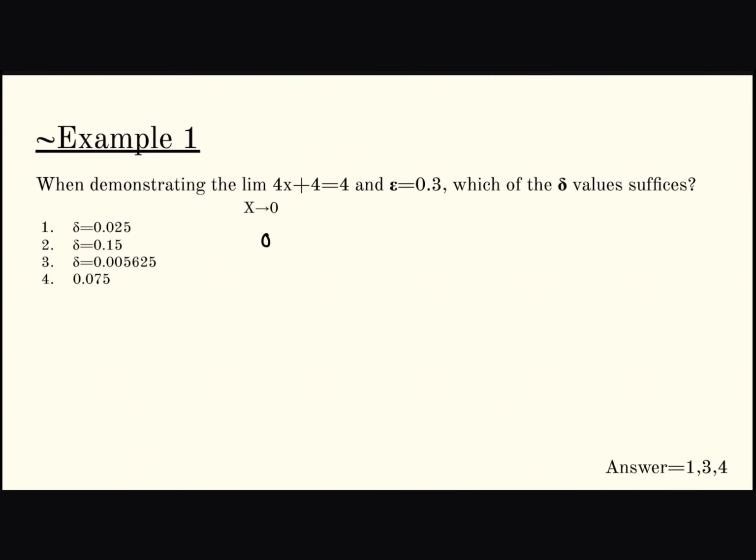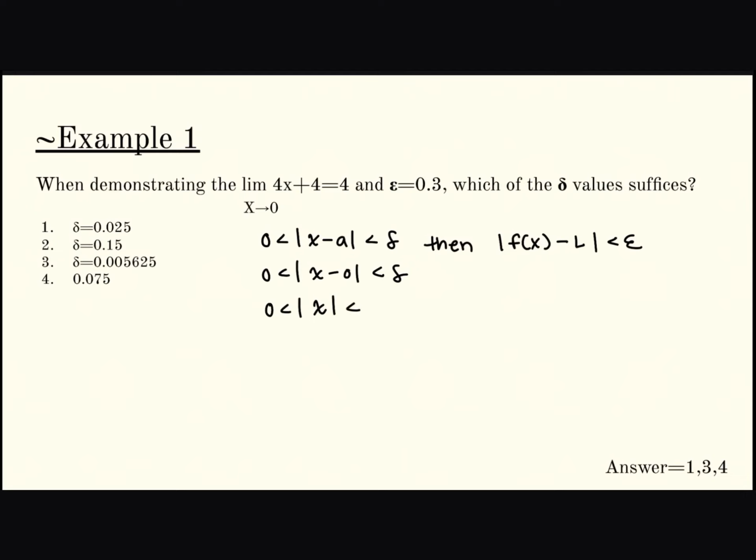Before starting this example, I'm going to write down the epsilon and delta definition of a limit. The problem reads, when demonstrating that the limit as x goes to 0 of x plus 4 equals 4 and epsilon equals 0.3, which of the delta values suffices? With the information provided, I'm going to input the information given into the formal definition.